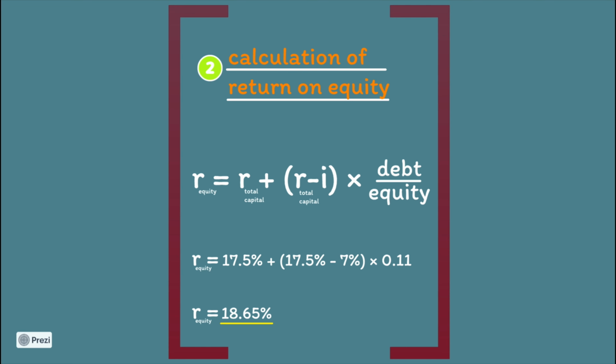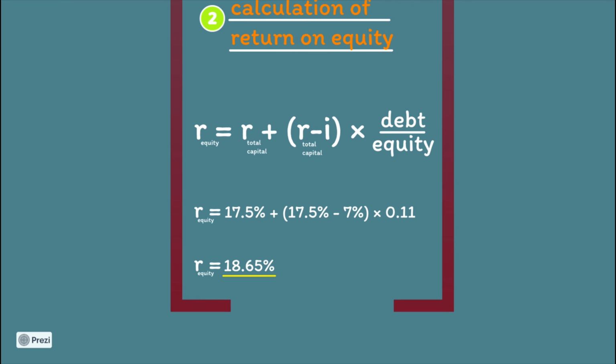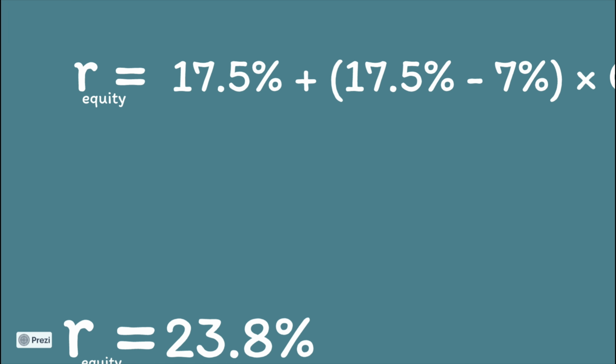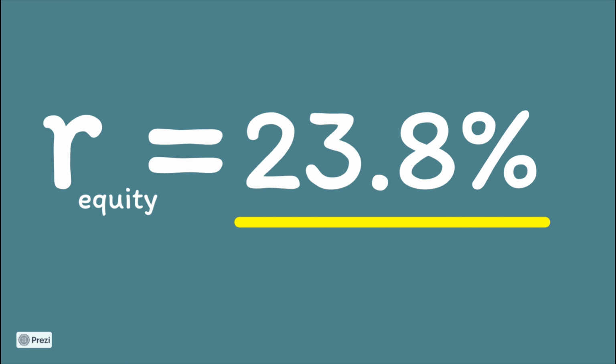To further illustrate the leverage effect, let us assume that the debt ratio is no longer 11.11%, but that the entrepreneur has taken on significantly more debt, increasing the debt ratio to 60%. We now calculate the return on equity with a debt ratio of 60%. Using the formula, return on equity equals 17.5%, the return on total capital, plus (17.5% minus 7% cost of debt) times the debt ratio of 0.6. The result is a return on equity of 23.8%. This is significantly higher than the previous 18.65%.